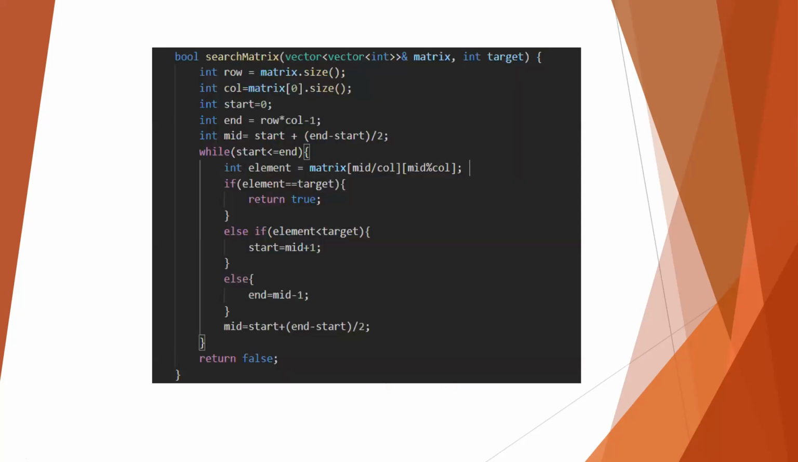Let's see the code quickly. The code is very simple. We have start at 0, and we have the ending index at rows times columns minus 1, and we are simply applying binary search. The middle element we are using is matrix[mid / col][mid % col]. So this is our element which we find from the formula, and the rest is simple binary search.